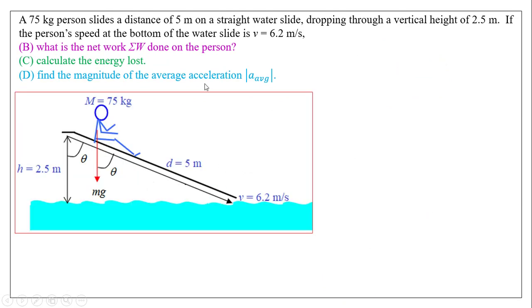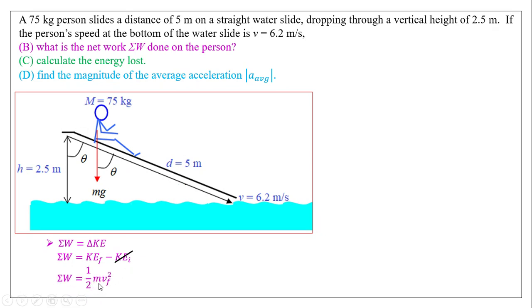Okay, let's move to part B. Part B asks you to find the net work. To find the net work, I think the easiest way is using the work-kinetic energy theorem, which states that the net work on the system is just the change in kinetic energy. I can break delta KE into KF minus KI, because that's what delta KE is. I can cross out KI because KI is 0, as the person starts at rest. And then KF can be broken down into 1/2 mv squared.